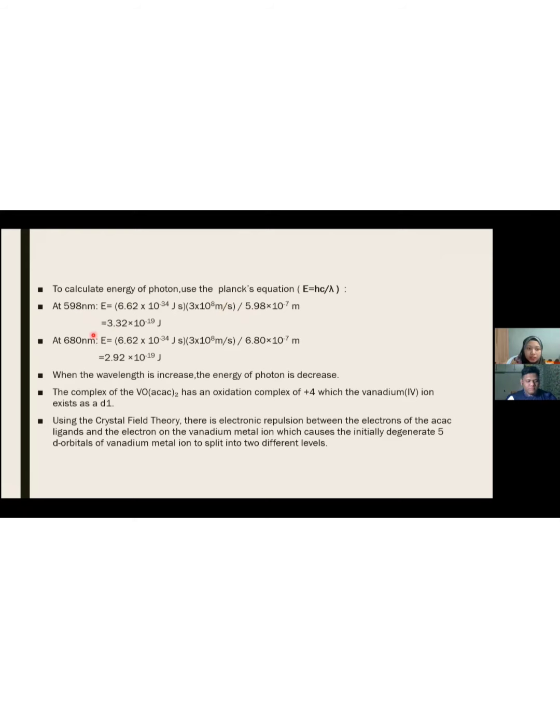So for the 608 nanometer, just follow the same steps as the previous one: insert the value of h and the value of c, then divide by the wavelength, but remember to convert it into the unit of meters. Then we get the value of energy. So when the wavelength is increased, the energy of the photon is decreased. We can conclude that they have an inverse relationship.